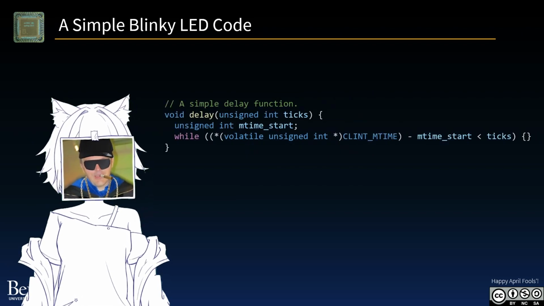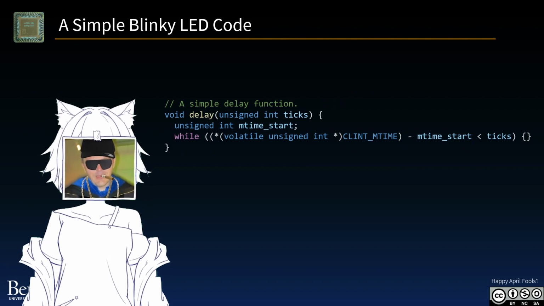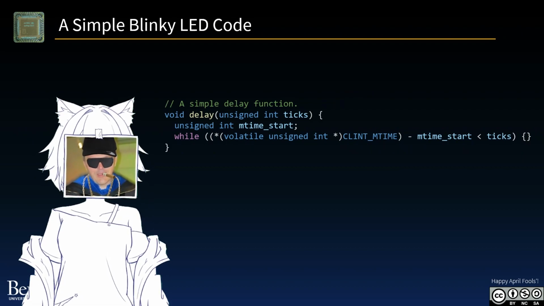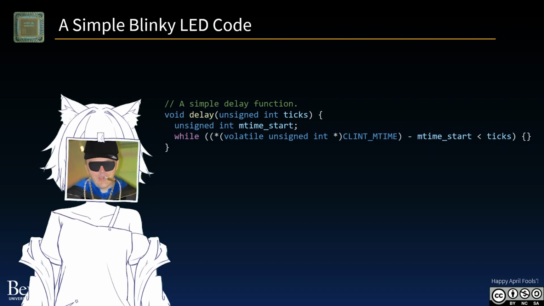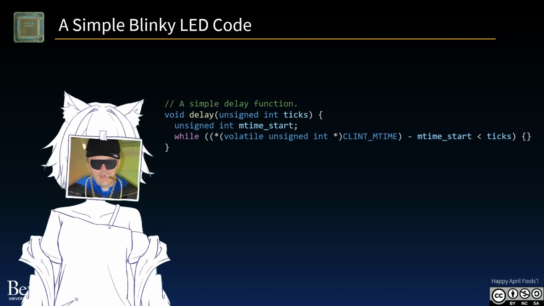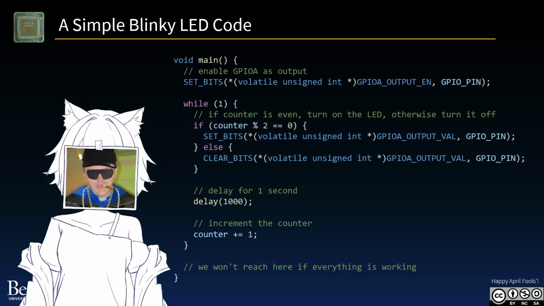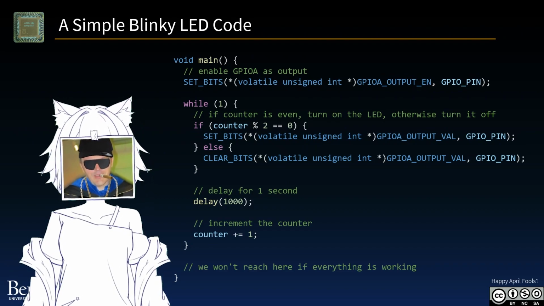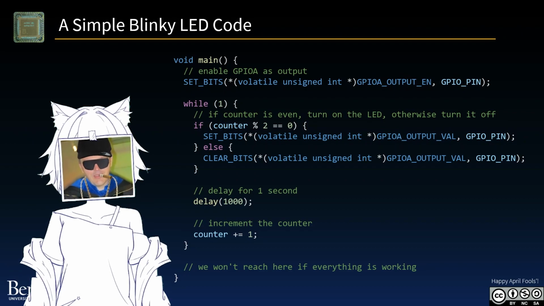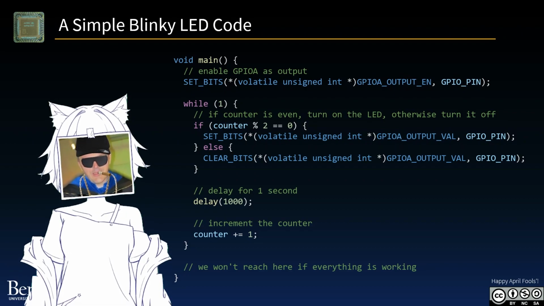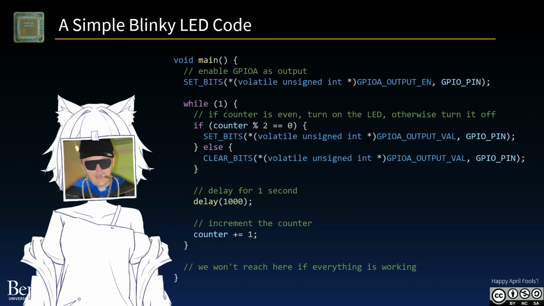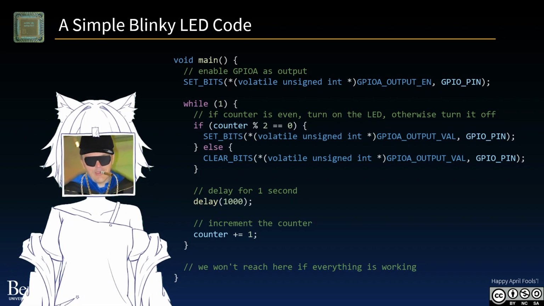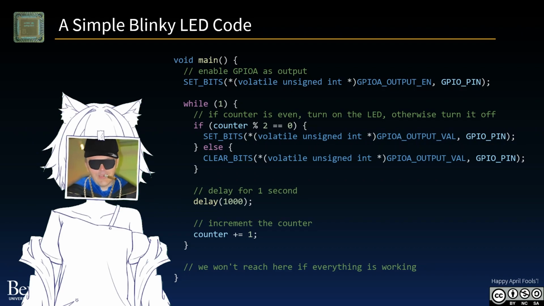Then, we define the delay function. For now, you can ignore how this delay works in detail, and just know that when calling it, it will halt the program for some amount of time. Finally, we move to the main function. Inside the function, we first enable the GPIO output functionality, and then proceed to an infinite loop. Inside the loop, every time the loop restarts, we toggle the LED pin, delay for 1,000 ticks, which is roughly 1 second, and then increment the counter.